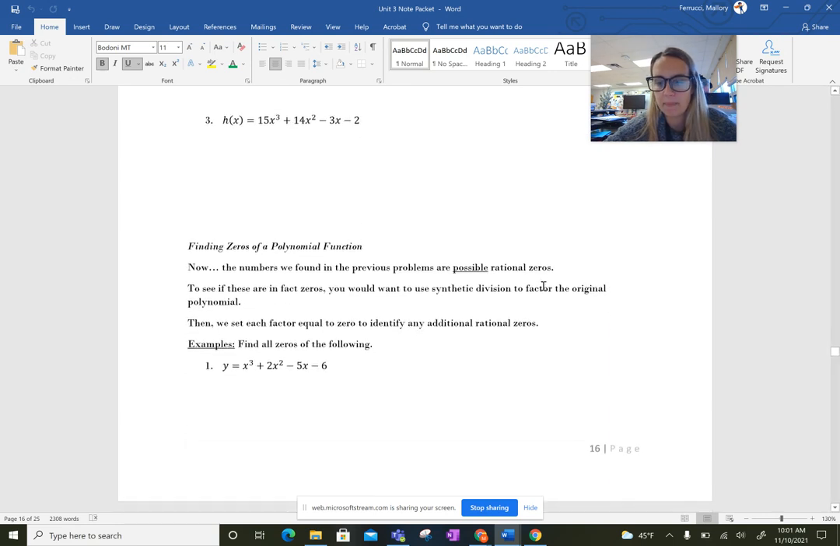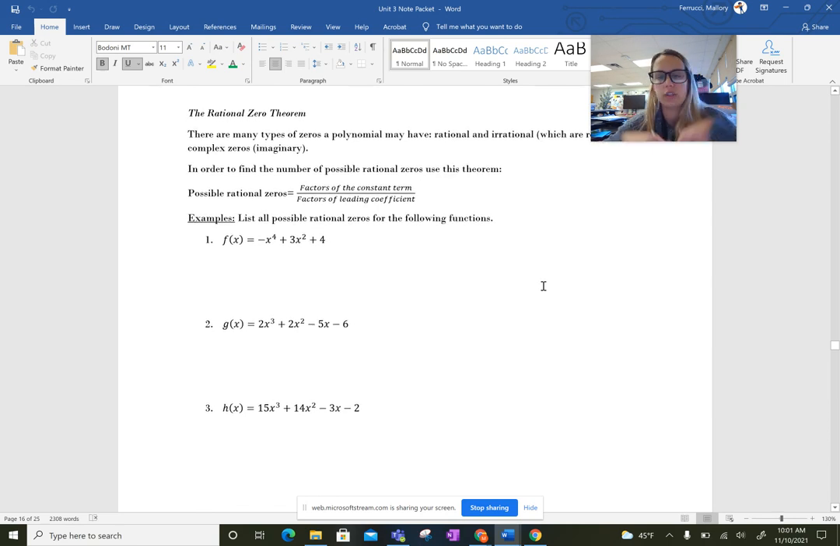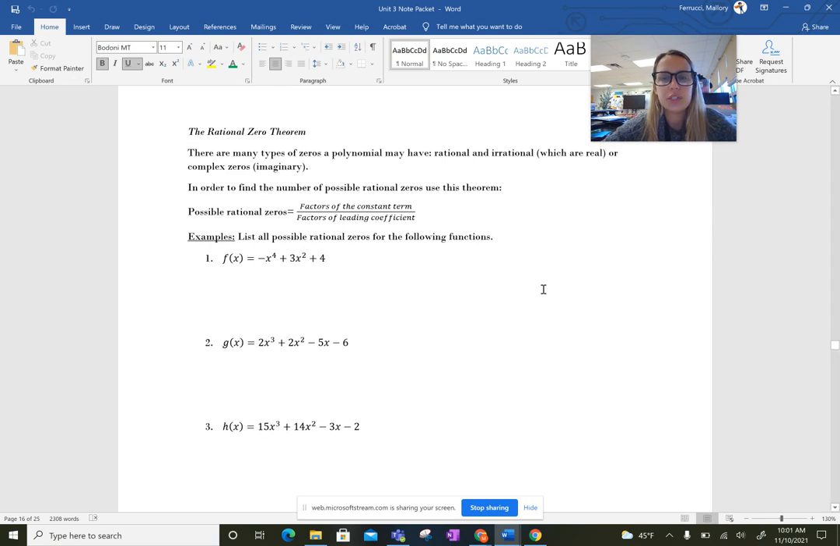Okay, so we are on page 16, and we're going to be doing the rational zero theorem. So it's just theorem. But it's using, again, synthetic division, just like what we did last time. With this, there are going to be many types of zeros. You're going to have real zeros, which could be rational or irrational, or you could have imaginary zeros, which are those like a plus bi stuff. So those are complex zeros.